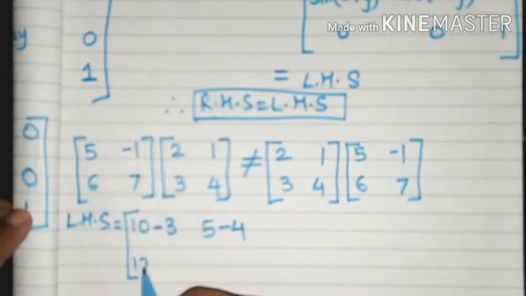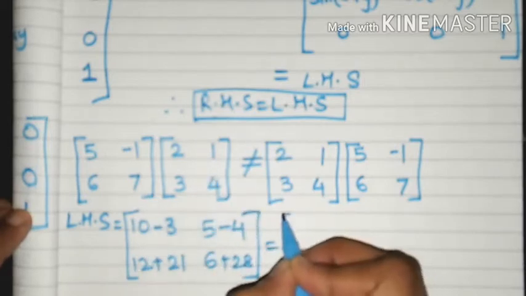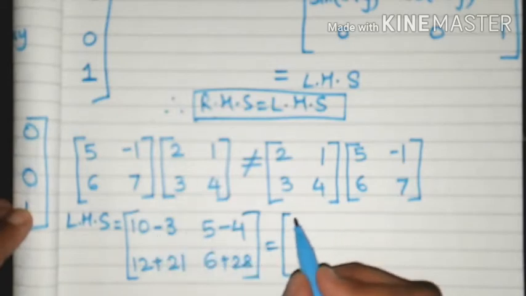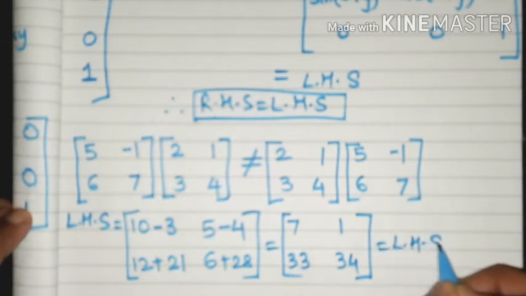6 into 2, 12, plus 7 3s are 21. 6 plus 28. So this is the product matrix. So if I simplify this further, I'll get 7, 1. This is nothing but 33, and this is nothing but 34. So this is my LHS.